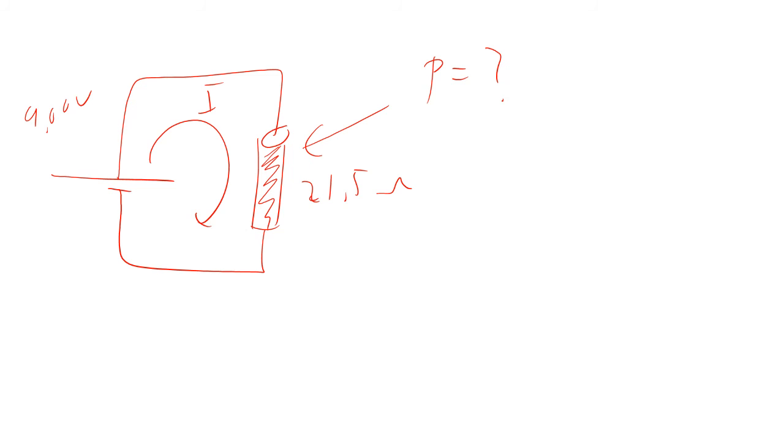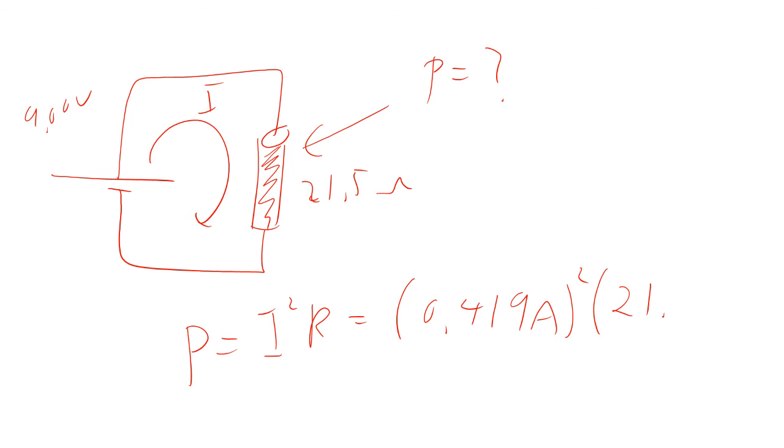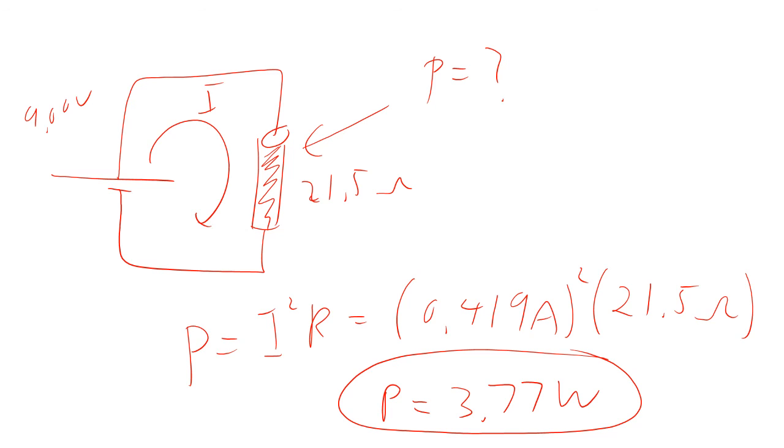So power is dissipated in there, which means that by conservation of energy, the electrons are losing energy at a certain rate per second, and so that means that energy goes somewhere. It goes into heating the resistor. If the resistor gets too hot, it will actually catch fire because it's made of carbon. And so we know that power is I squared R. Well, that's going to be pretty straightforward. That's 0.419 amps squared times 21.5 ohms. So the power comes out to be 3.77 watts. So that's the total power being dissipated.